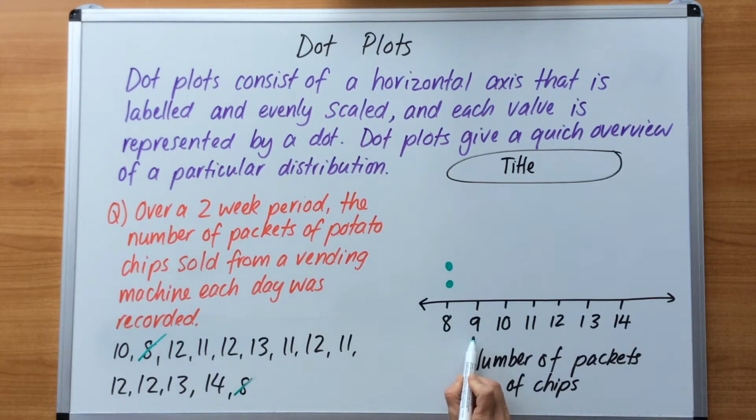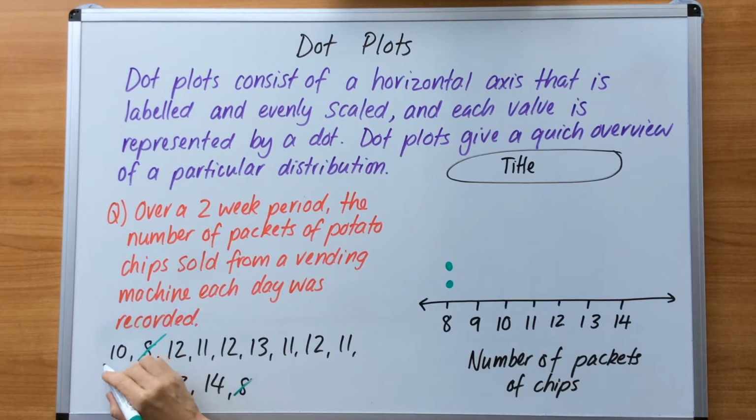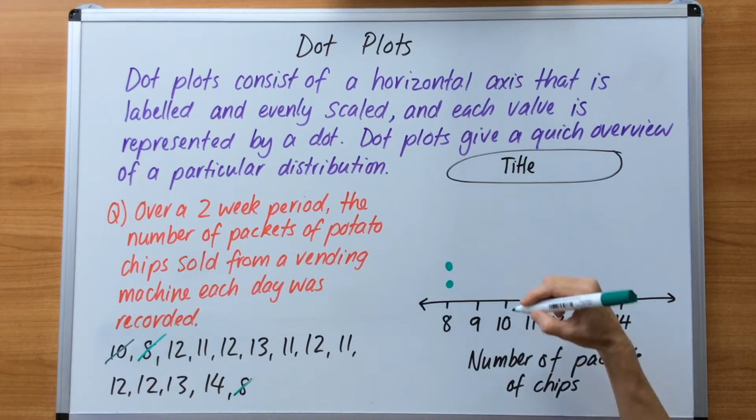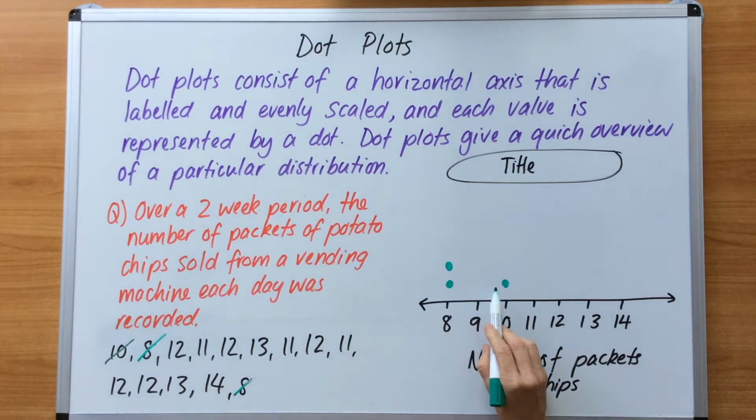The next is how many number 9s do we see? So were there any days when 9 packets of chips were sold? I can't see any, so we can leave that blank. We don't have to do anything with that one. So moving on to 10. Were there any days where 10 packets of chips were sold? Yes, there is. There's 1. So I take that 1 dot and I place it, try and make it consistent, nice and lined up with the 8s. And there's no more 10s, so we can move on to 11.